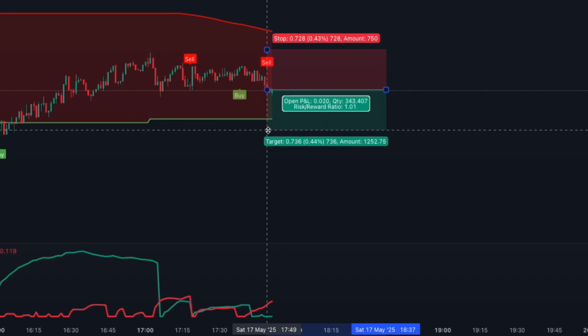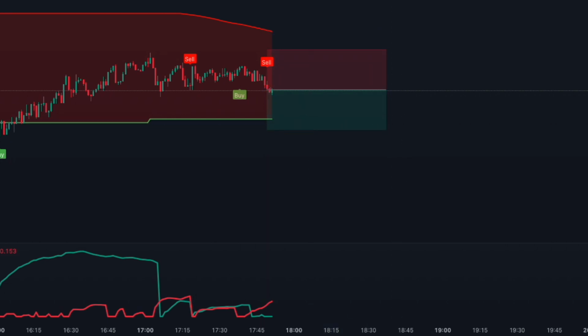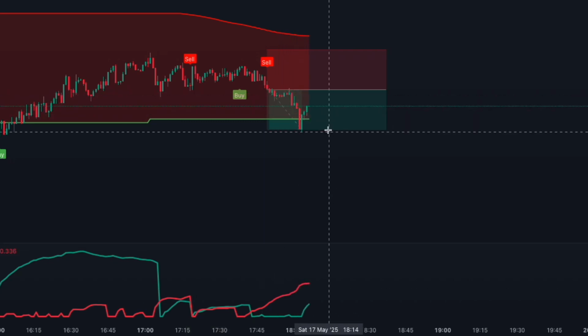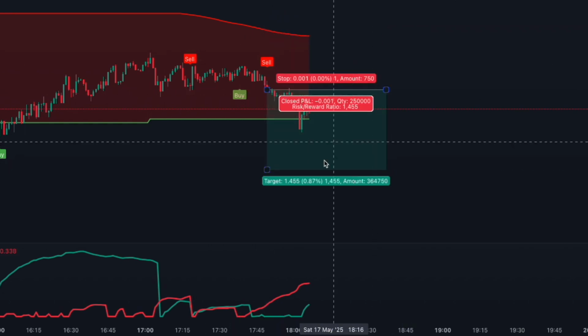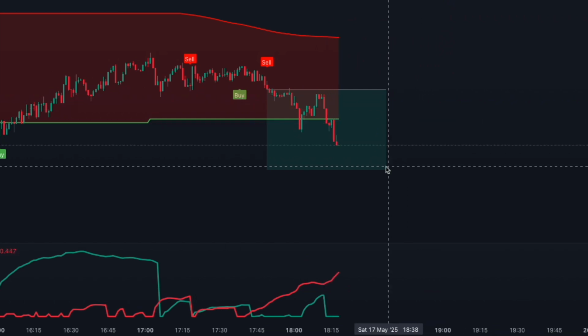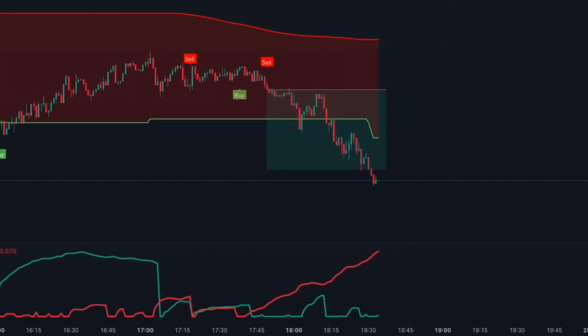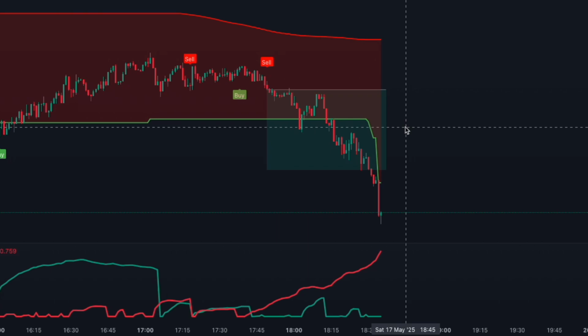Set the stop loss just above the last meaningful swing high and target again a 1-to-1 risk reward, then trail to a 2-to-1 risk reward. This short trade also resulted in a win. So let's start with the 100 demo trades.